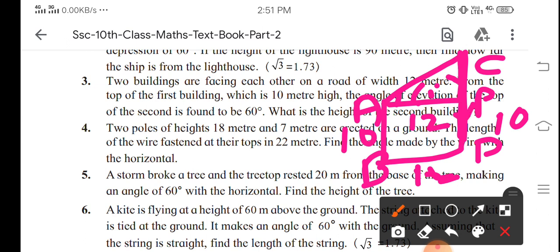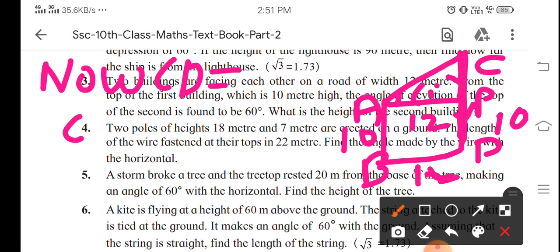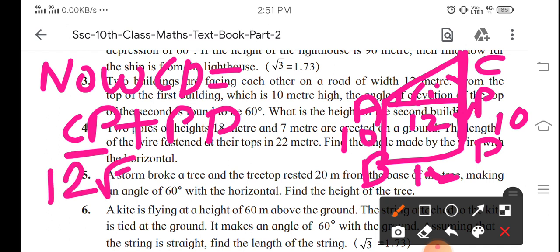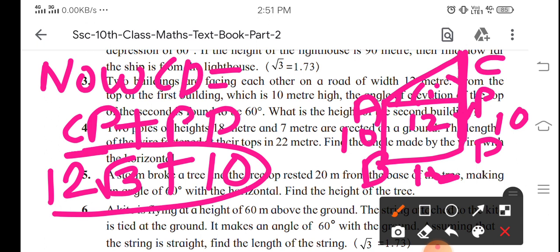CD is the height of the second building. So CD is equal to CP plus PD. CP we have found as 12 root 3, and PD we have as 10. So the height of the second building is 10 plus 12 root 3. I think this is clear.